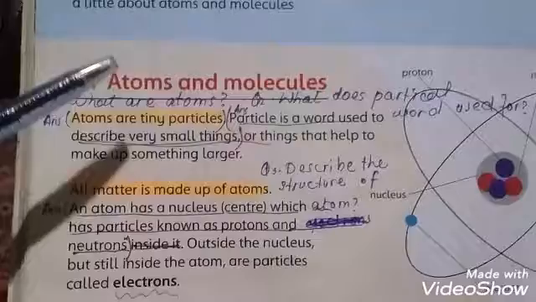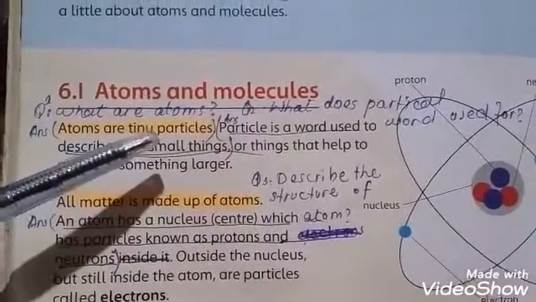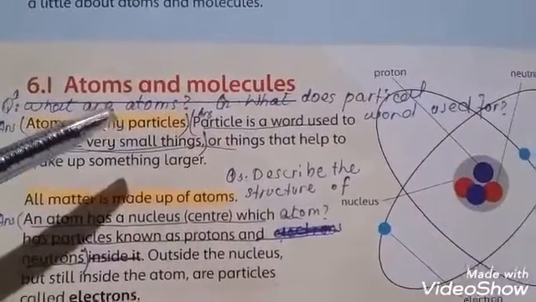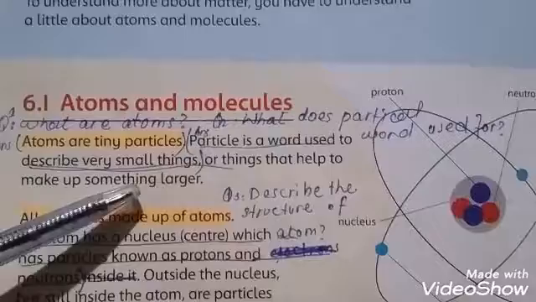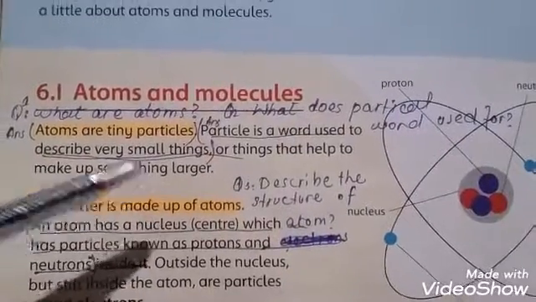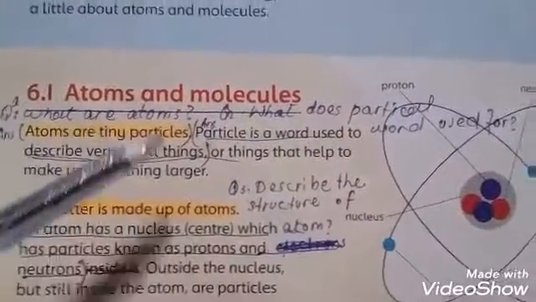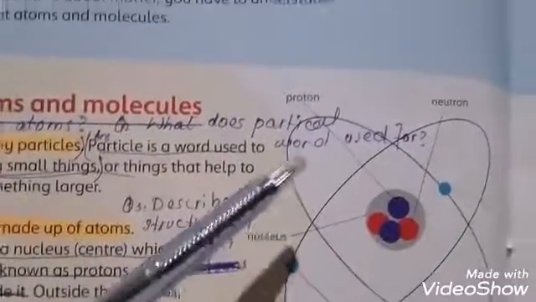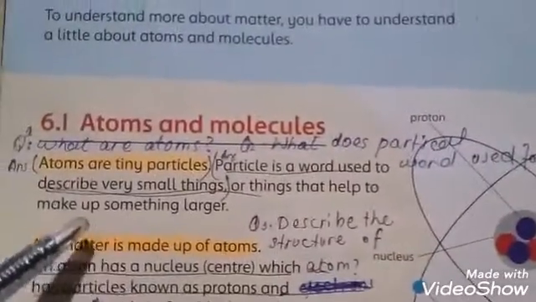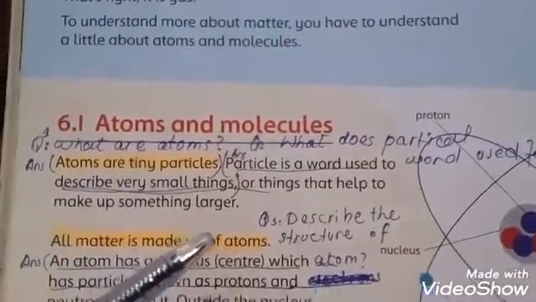Atoms and molecules. What are atoms? Atoms are tiny particles that are indivisible. Particle is a word used to describe small things, meaning a small object. So question number 1, what are atoms? Atoms are teeny particles. And what is the word particle used for? It is used to describe a very small thing.